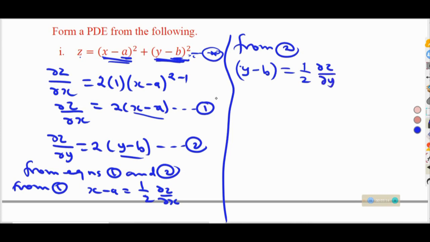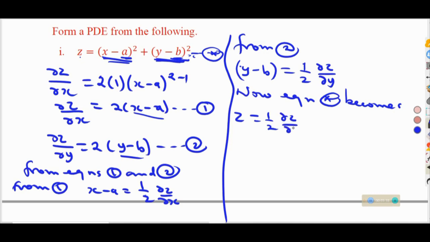So I have y minus b, I have x minus a. What you do? Substitute x minus a, y minus b into equation star. Now equation star becomes z, which is equal to x minus a, where x minus a is a half del z del x.